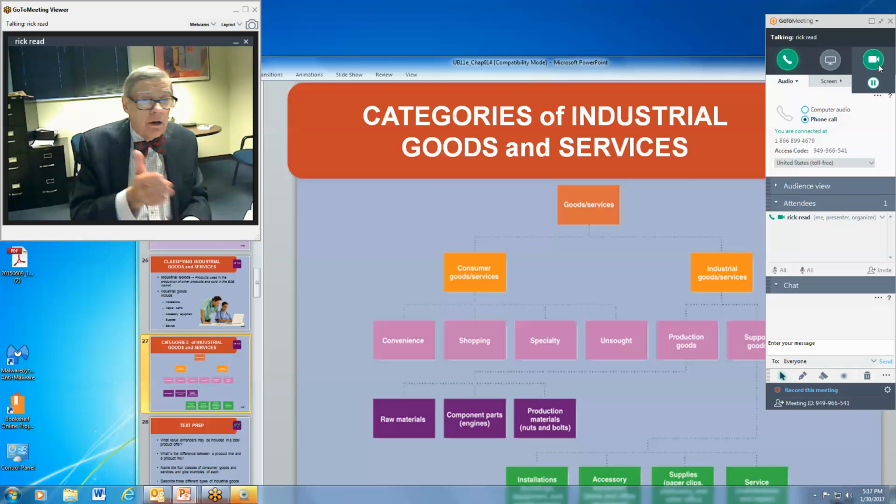And I want you to remember, the two categories are different. They don't blend over. The two categories being consumer and industrial. They do not blend over.